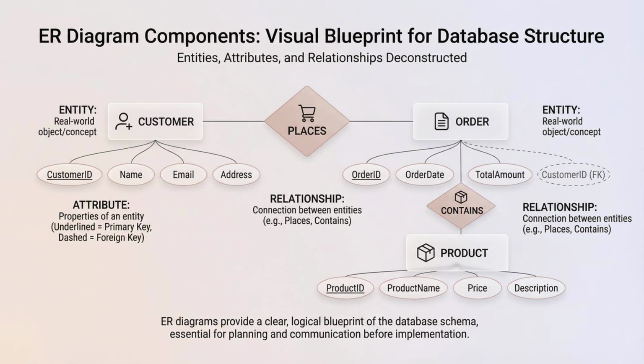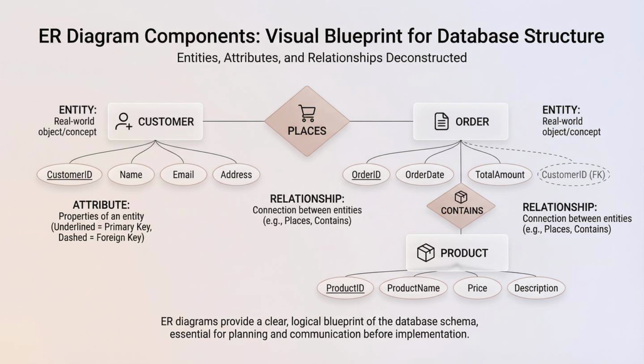For customer, attributes include customer ID, name, email, and address. Customer ID is underlined, signifying it as a primary key, a unique identifier for each customer. For the order entity, you'll also see customer ID, FK, a foreign key shown with a dashed line. This is crucial as it links an order back to its specific customer, establishing a relational connection between the two entities. Attributes appear as ovals.